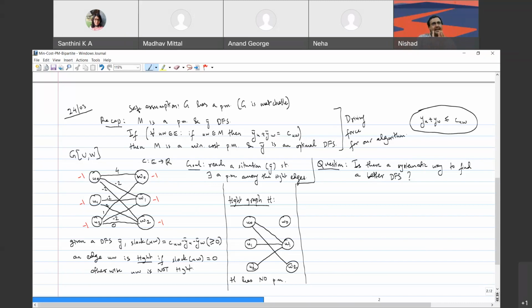Right? So here our tight graph does not have a perfect matching. So what should we be looking at? Sorry, deficient sets. We are going to look at deficient sets, right? We have a bipartite graph. If it doesn't have a perfect matching, it must have a deficient set. That combinatorial object called the deficient set is also going to guide us in finding a better dual feasible solution.